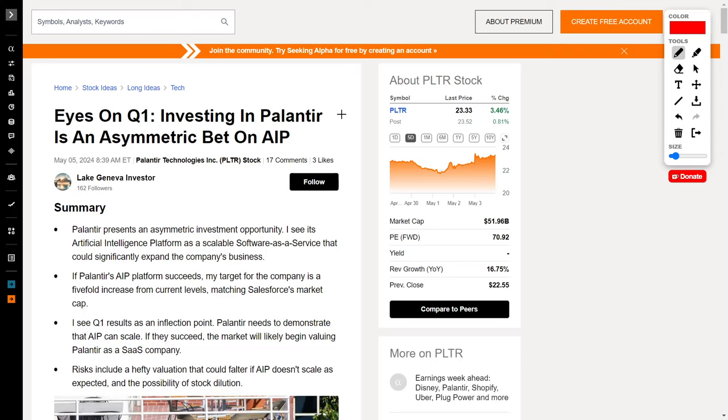Palantir Technologies, if you didn't know, is a big data and analytics company which also specializes in artificial intelligence. This company has two main business segments, which would be their government segment as well as their commercial segment. Currently, the company is trading at around $23.33 per share under the ticker symbol PLTR.